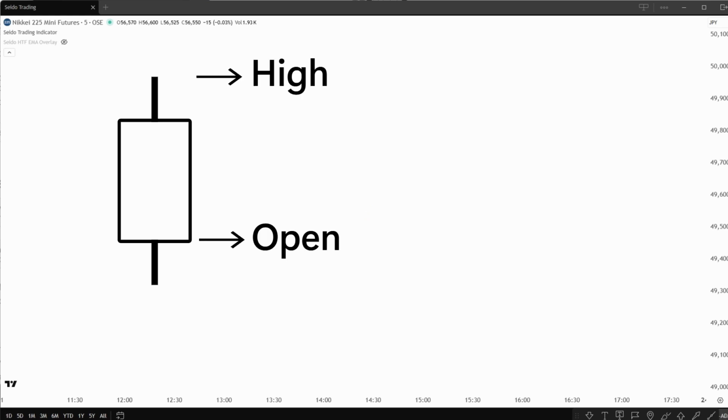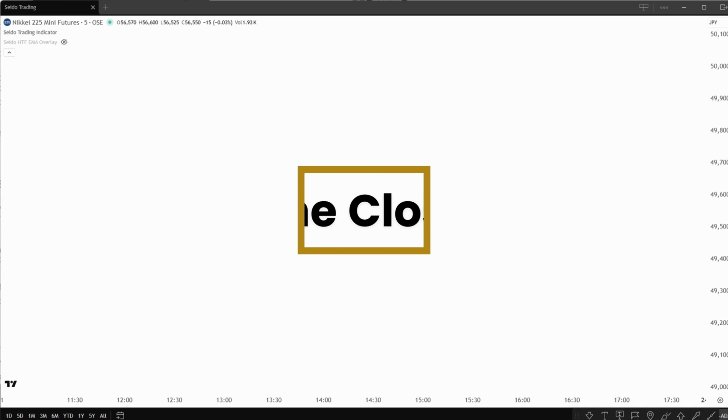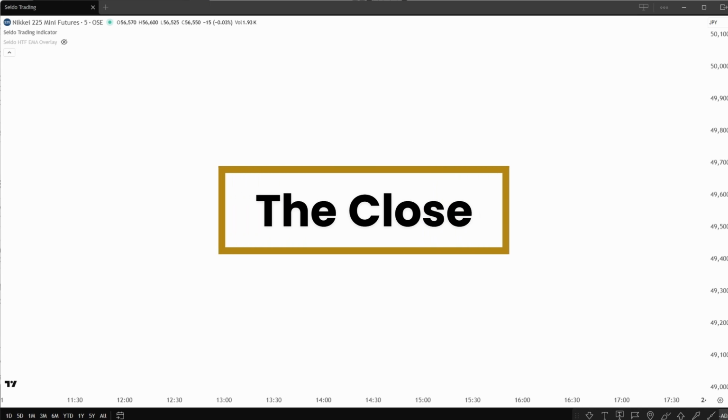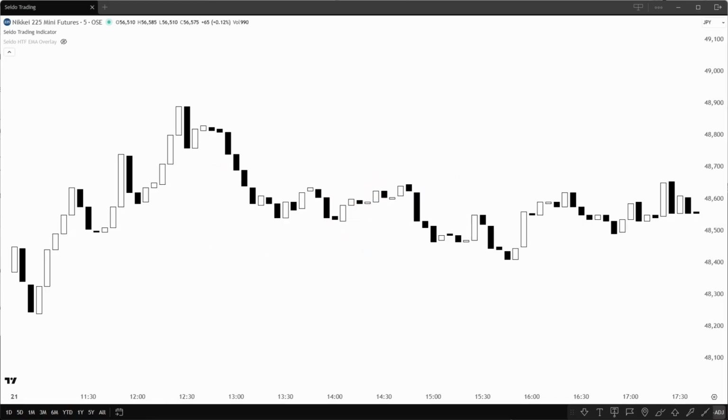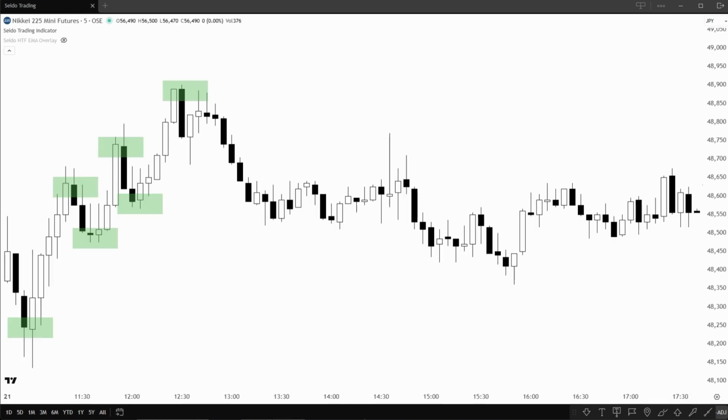The open, high, low, and close are all inputs in how we read price and make informed observations about where it may move next. Of everything a candlestick chart shows, the close is the most important component. Traders backtest strategies and make decisions based on the close. Traders pay particular attention to swing closes.